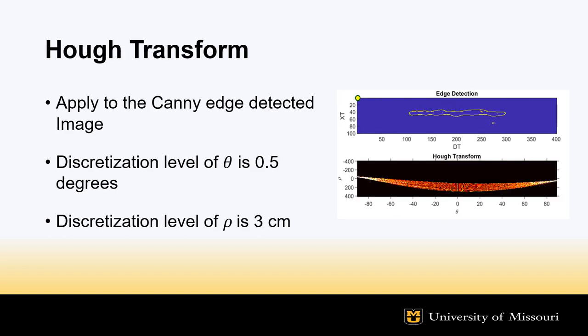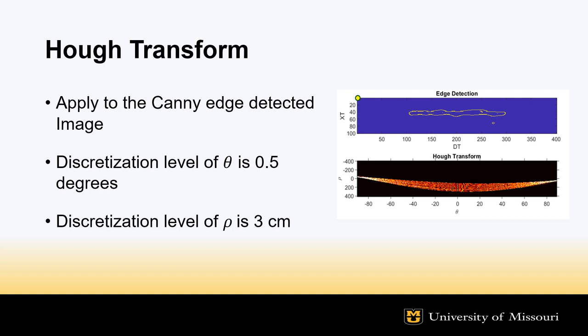The next step in our detection process is to send the edge points to the Hough transform. It is applied in the polar Hough space, as I mentioned earlier. For the Hough transform, we define the discretization levels for the two line parameters rho and theta. In our research, the most accurate levels were 3 pixel units for rho and 0.5 degrees for the angle theta.